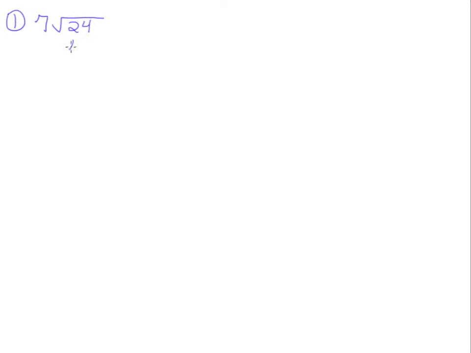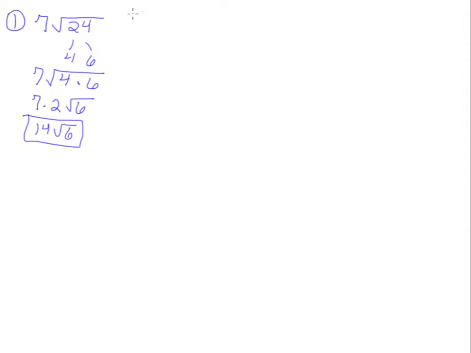Okay, first I'm going to break down 24 into 4 times 6. 6 only breaks down into 2 times 3, so it's not a perfect square. So I'm going to stop my factor tree here. And then when I take the square root of 4, that gives me 2. So I have 7 times 2 times the square root of 6, which simplifies down to 14 times the square root of 6. I cannot go any farther than that.